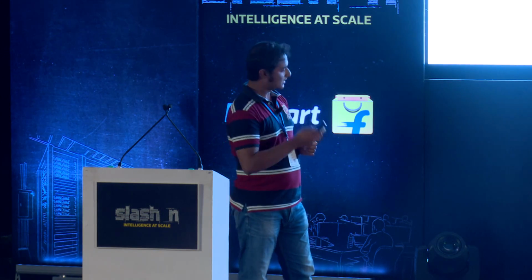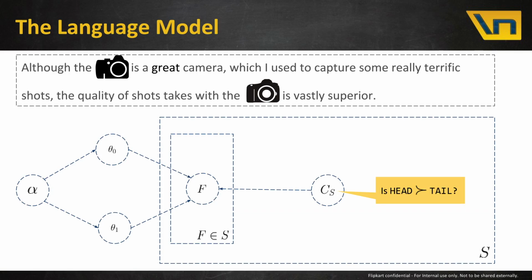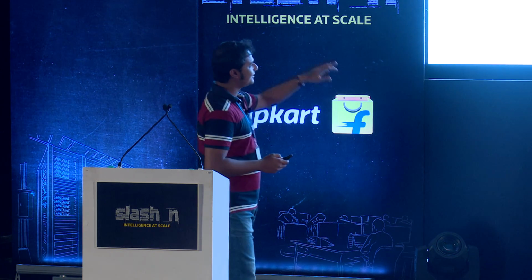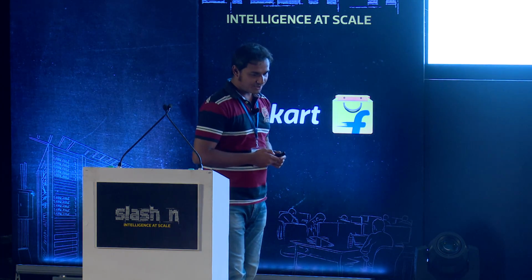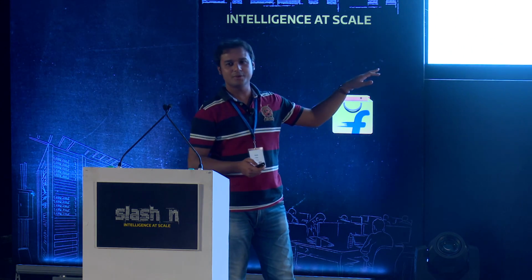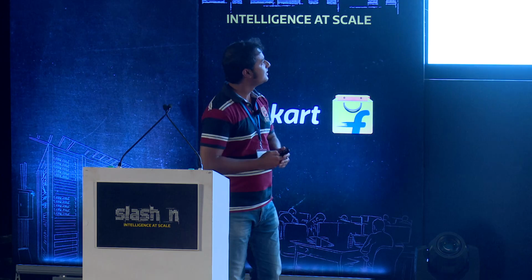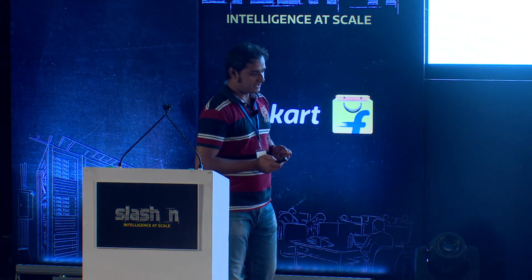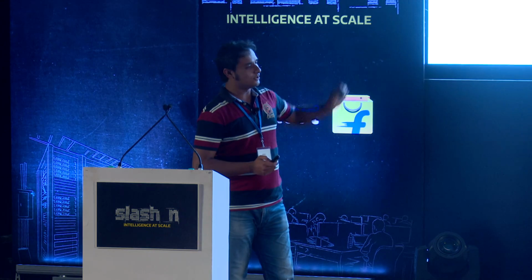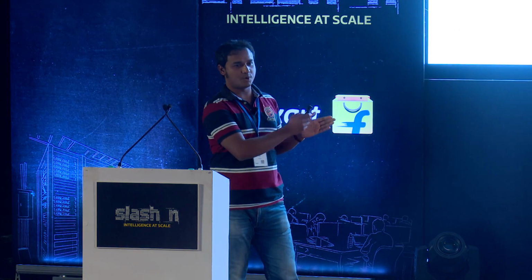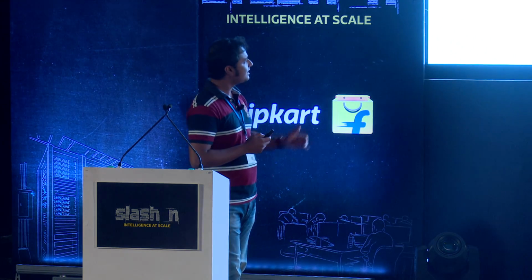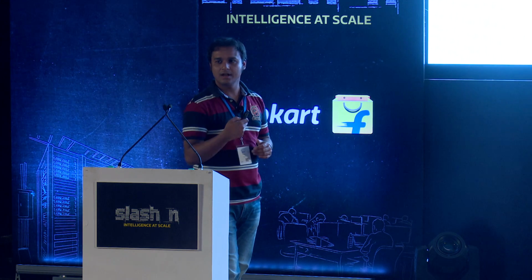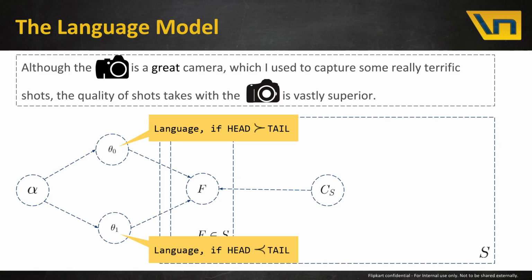Now, ignore what is marked as alpha. There are two thetas up here, known as language models. I will show you what they look like in the very next slide. All they want to model is this: theta 0 tries to model, if this is a sentence where head won over tail, the kind of words that you will see in the sentence. And theta 1 models the symmetric counterpart of it.